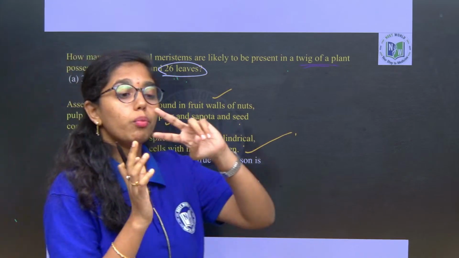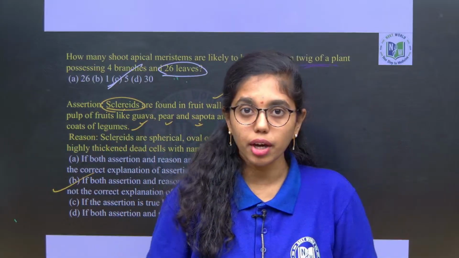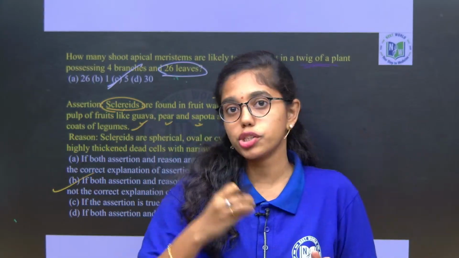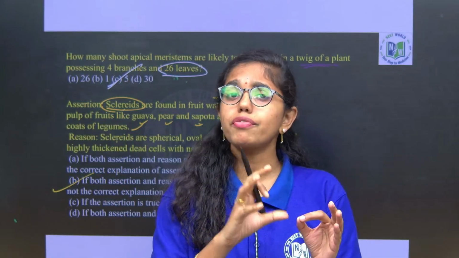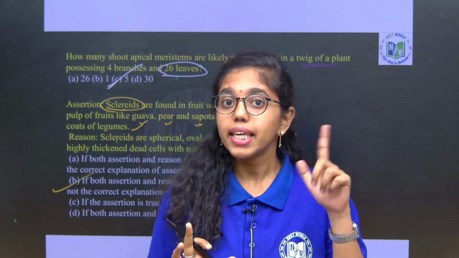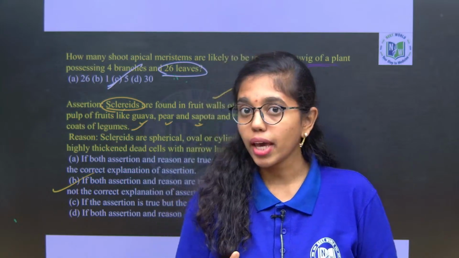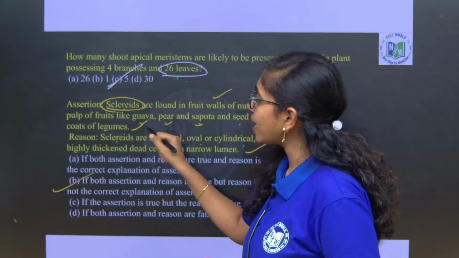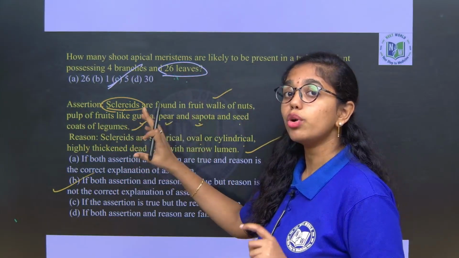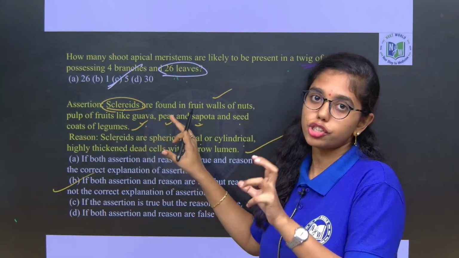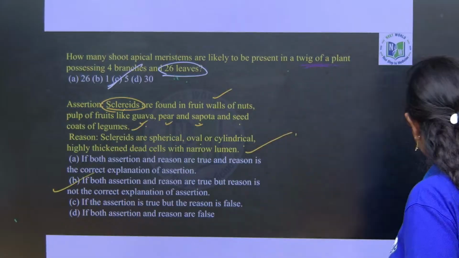Whenever both assertion and reason are true, the thought comes to your mind whether to choose the right explanation or incorrect explanation. Just read the reason at least 5 to 6 times, keeping in mind questions like why, what, if, because. When you put these questions and read the reason again and again, you will know whether the reason is explaining the assertion or not. Then you can go for choosing the right option.